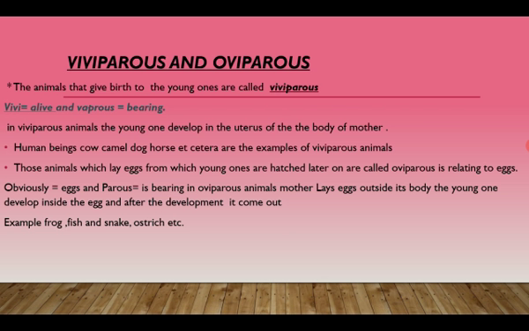Now, after viviparous, I am going to tell you about oviparous. Those animals which lay eggs from which young ones hatch later on are called oviparous. In oviparous animals, the mother lays eggs outside the body and the young one develops inside the egg, and after development they come out from the eggs. For example, fish, reptiles and all types of birds.